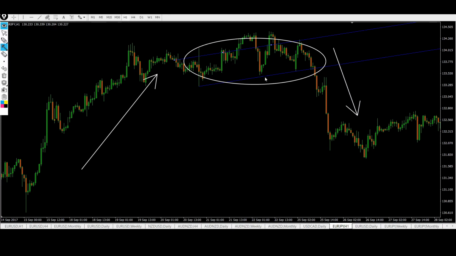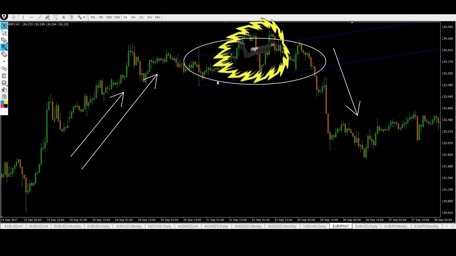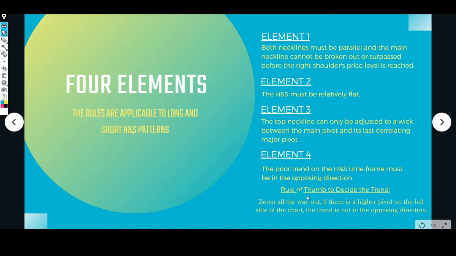Thus, for an H&S pattern to be legitimate, the prior trend must be in the opposing direction. And in this case, that will be long. Okay, so let's see if the prior trend was in the opposing direction for this H&S pattern. The rule of thumb to decide the trend: zoom all the way out. If there's a higher pivot on the left side of the chart, the trend is not in the opposing direction.